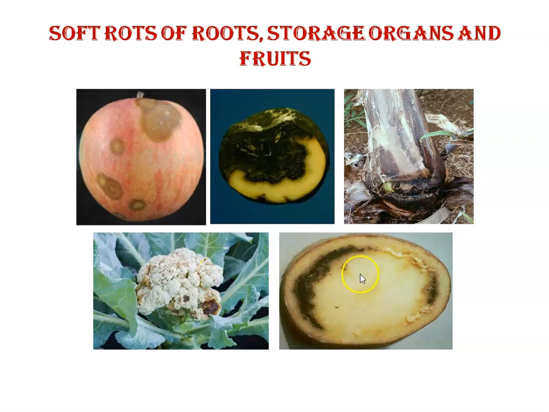Just look at this diagram. And bulbs, corms, rhizomes, fruits like tomatoes and squash, melons, and succulent stems and buds. Just look at this last item. This is bacterial ring rot. So this is a destructive potato disease caused by the bacterium Clavibacter, leading to severe yield losses worldwide.